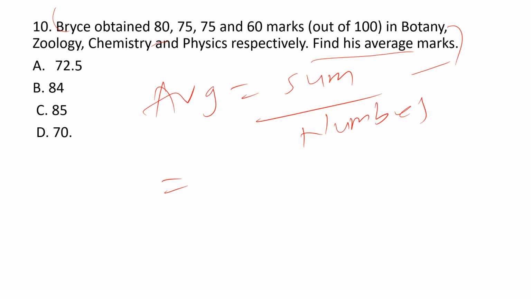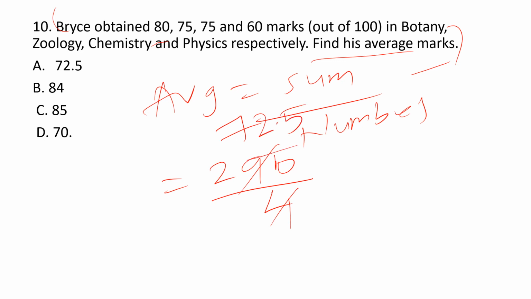7 fours are 28, so 280. 280 plus 5, 5, 290 will be the sum, divided by 4 subjects. So now we get 4 sevens are 28 and 4 twos are 8, 4 fives are 20, 72.5 is the answer. It's simple, guys.